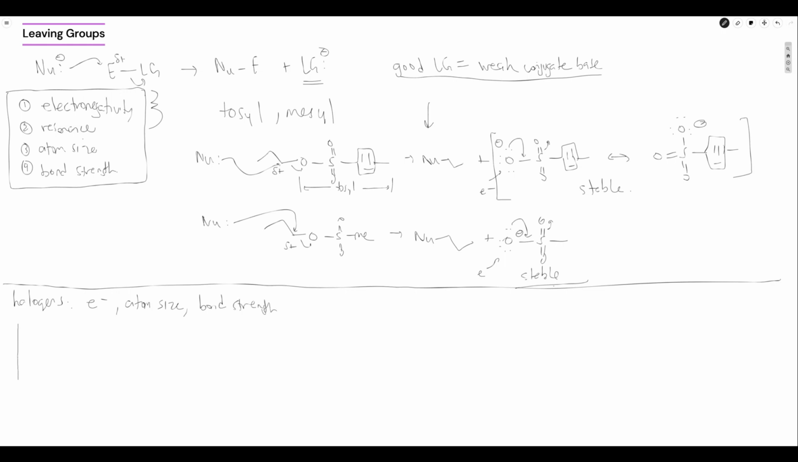So let's think about the halogens. I'll draw the whole group. And we have fluorine, chlorine, bromine, and iodine. There's actually astatine as well, but we won't bother with that. So it's not quite the whole group, but it's the atoms that sort of matter in this discussion. Now, if we rank these in terms of their capacity to perform as leaving groups, iodine is the best. Then bromine, then chlorine, and finally fluorine is the worst.